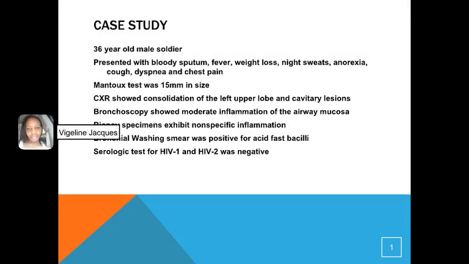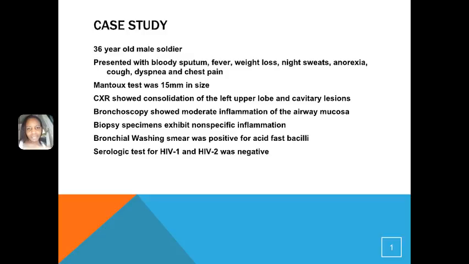Okay, so this case study is an article review. It is of a 36-year-old male soldier who presented with bloody sputum, fever, weight loss, night sweats, anorexia, cough, dyspnea, and chest pain. The Mantoux test was 15 millimeters in size. Chest X-ray showed consolidation of the left upper lobe and cavitary lesions.